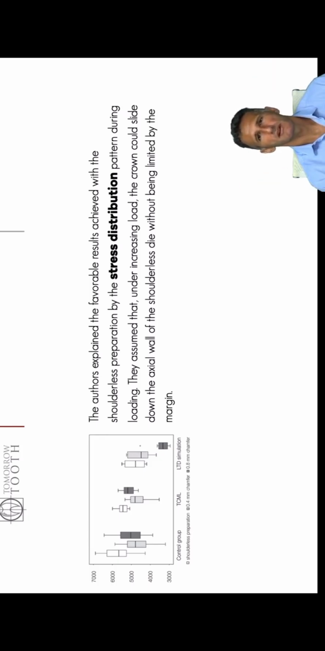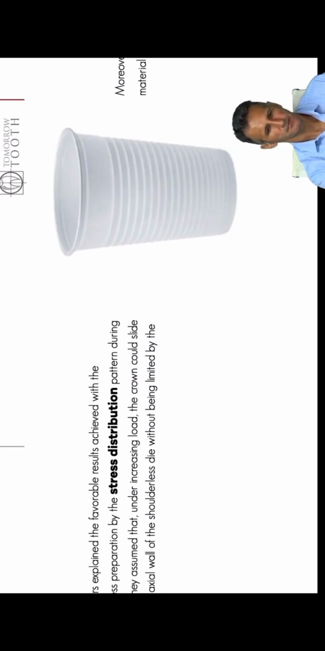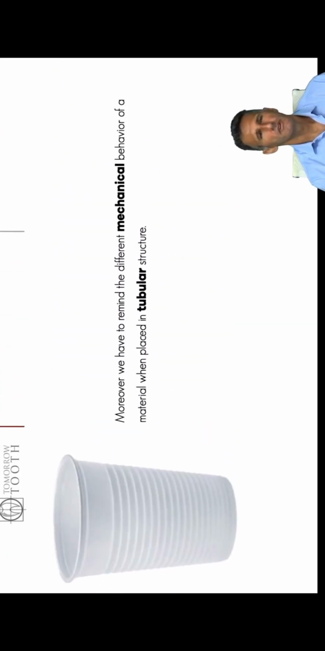When you reduce the occlusal part, and moreover in that part we have a lot of enamel, it's not so important for a biomechanical reason. Moreover, even if we are dealing with a thin crown, like a monolithic zirconia crown with axial walls less than 1 millimeter, we always have to remember that when we place a material in a tubular structure, the mechanical behavior changes completely. Let's think of a plastic glass. When the plastic glass is broken, you can move it very easily. But when it's in one piece, you see that there is a completely different kind of resistance.